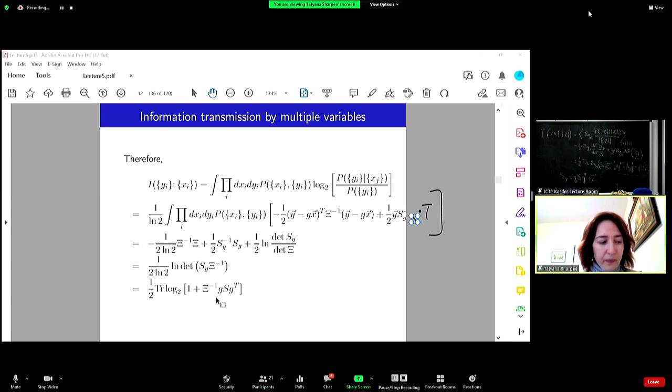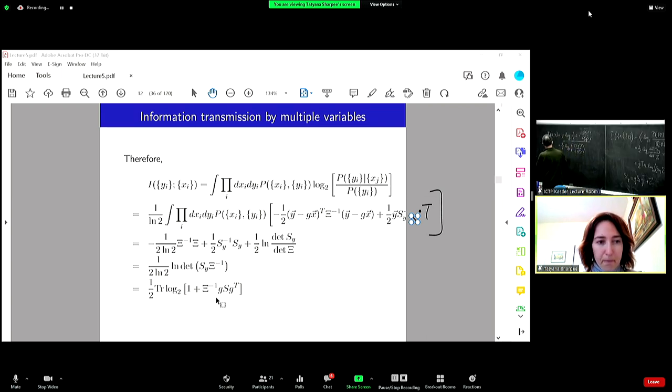Or even better to log 2 of 1 plus g squared x squared divided by this squared. Right? Is it okay, Tanya? Yes, I think so. Yes.